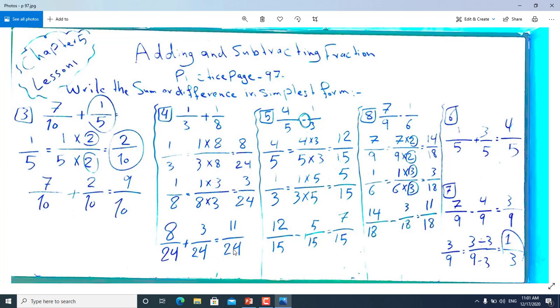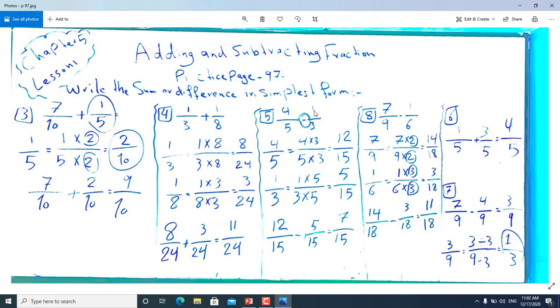And 11 with 24, we can't find any common factor between them. So it's the simplest fraction. From 5 we have 4 over 5 minus 1 over 3. So we can make them the same denominator. We multiply together. 4 over 5 we multiply by 3. 5 times 3 is 15 and 4 times 3 is 12.